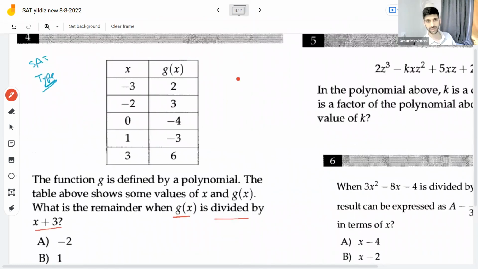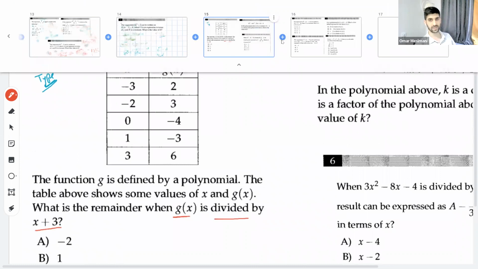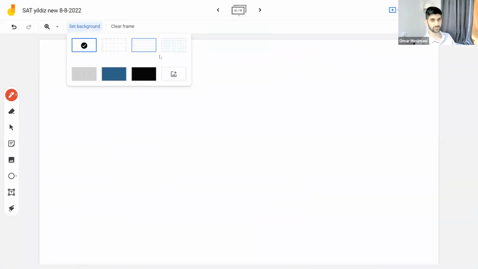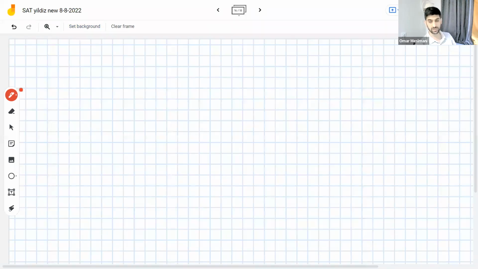Okay, that's a topic I have to talk about. This is something I didn't talk about, so I'm going to add a page. I'm going to explain to you this. Everyone, stay with me, please. Didn't explain this one before.